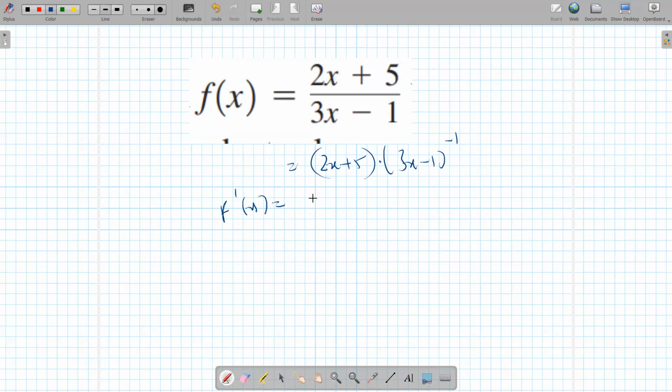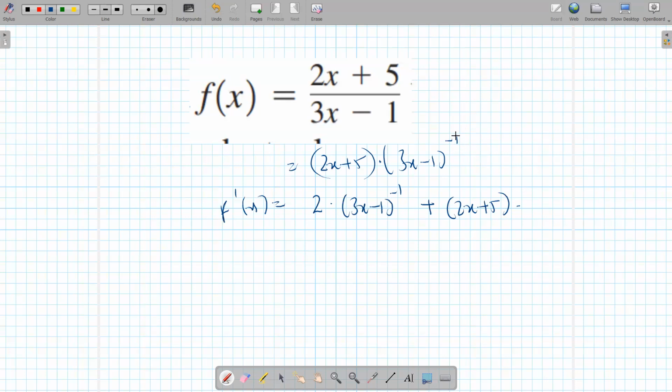It's 2 times the second guy as it is, plus the first guy as it is, times the derivative of the second guy. What's the derivative of the second guy? 3? No, it's not. This is a trick question because notice there's a -1 exponent up top. The derivative of the second guy is not 3.